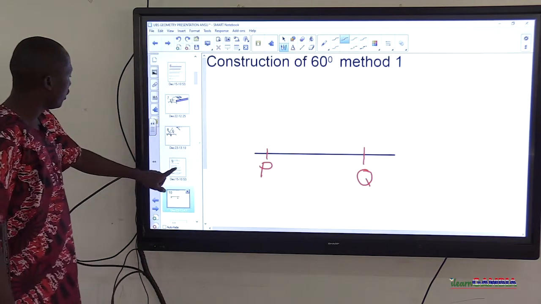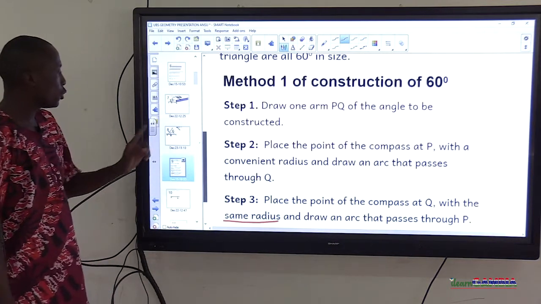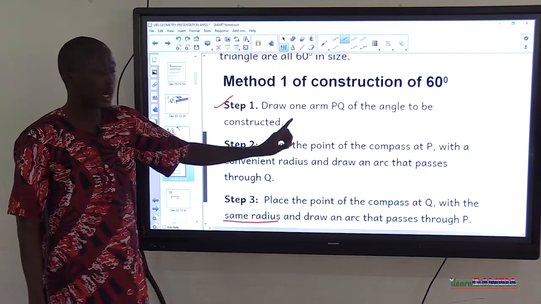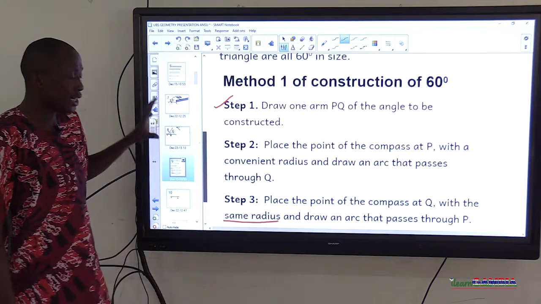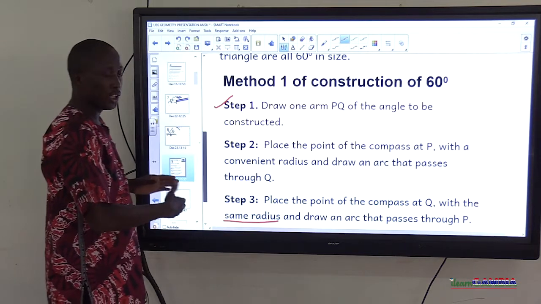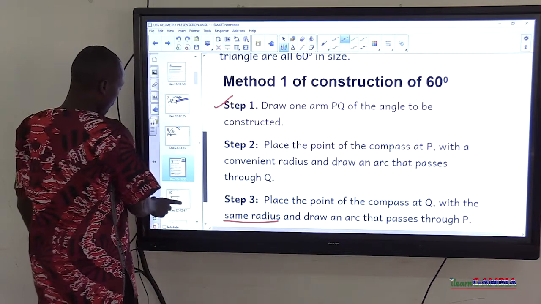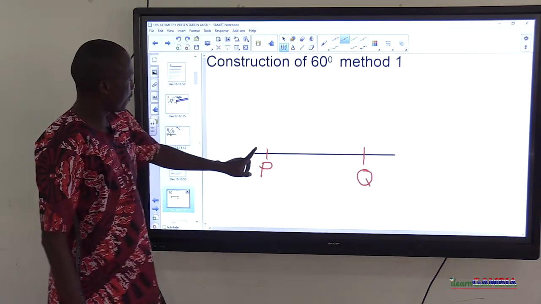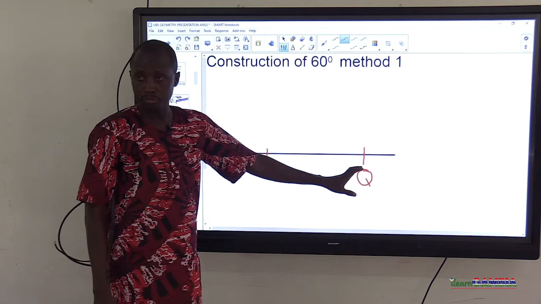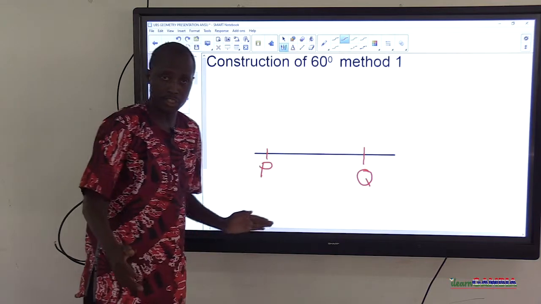Then we go back to the steps. Step 2, we place the point of the compass at point P. With a convenient radius, draw an arc that passes through Q. In this case, the radius will be equivalent to PQ. So the compass point will be at P with a radius PQ. In this case, we can have a convenient radius, we have PQ or just a convenient radius.